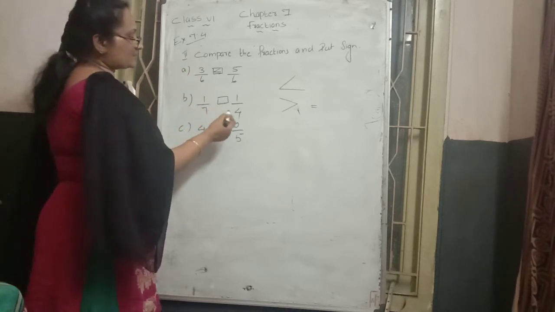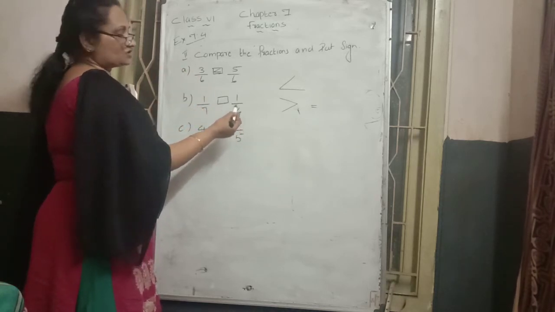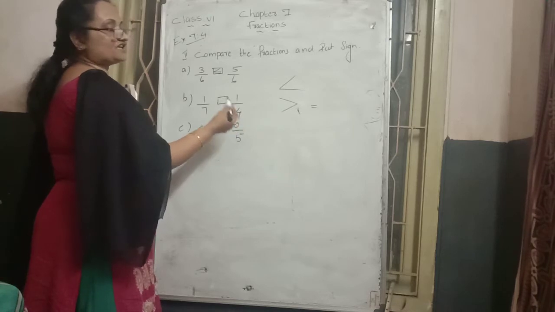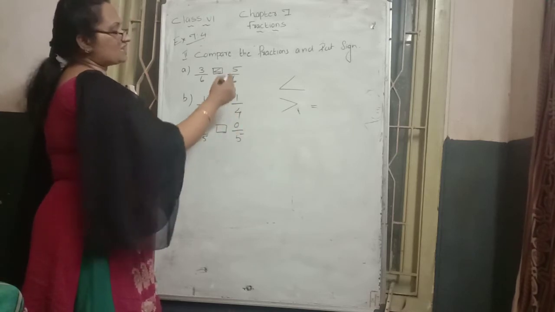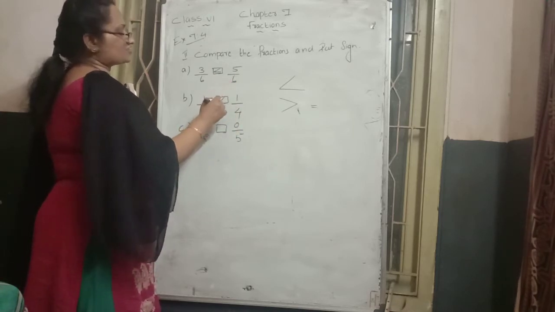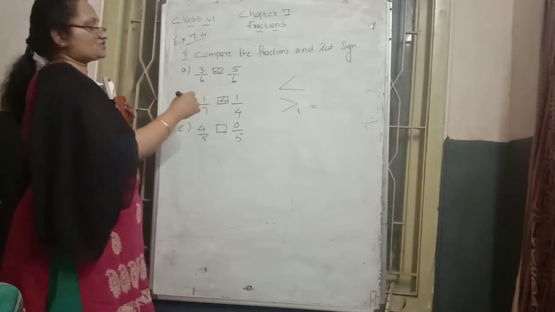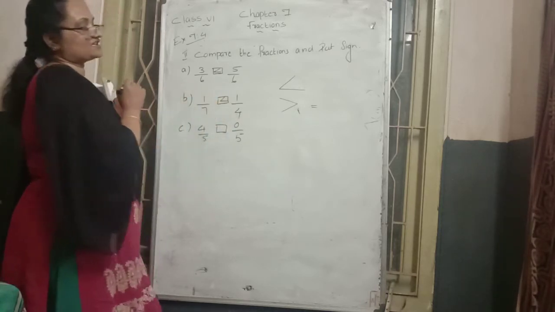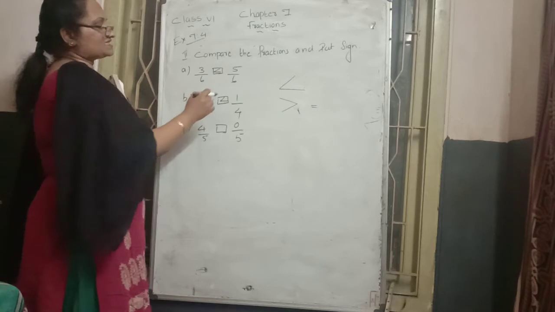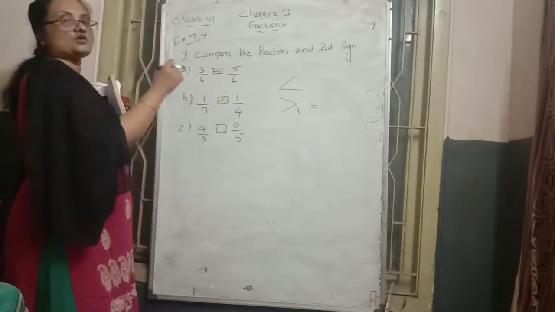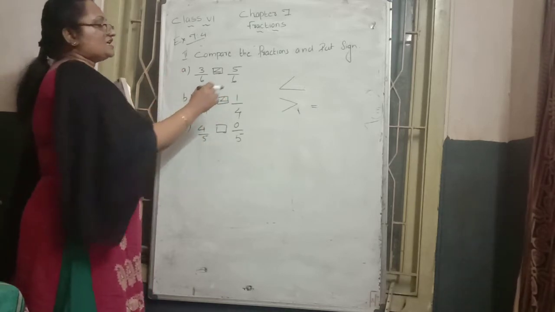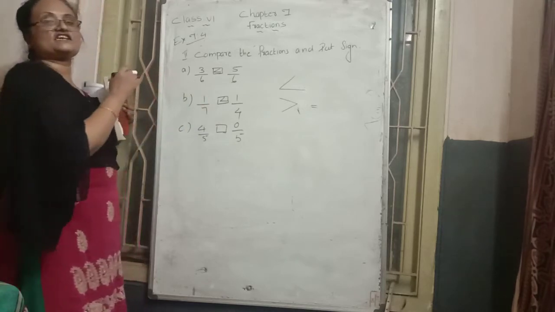fraction. Which number is smaller? 4 is smaller. So in this question, denominator 4 is smaller. That's why 1 by 4 is greater than 1 by 7. So we can write 1 by 4 is greater. So how to read? 1 by 7 is less than 1 by 4, or otherwise we can read it as 1 by 4 is greater than 1 by 7.